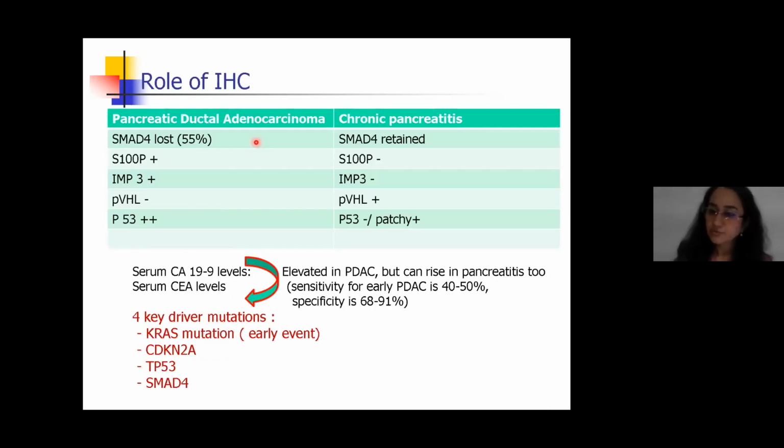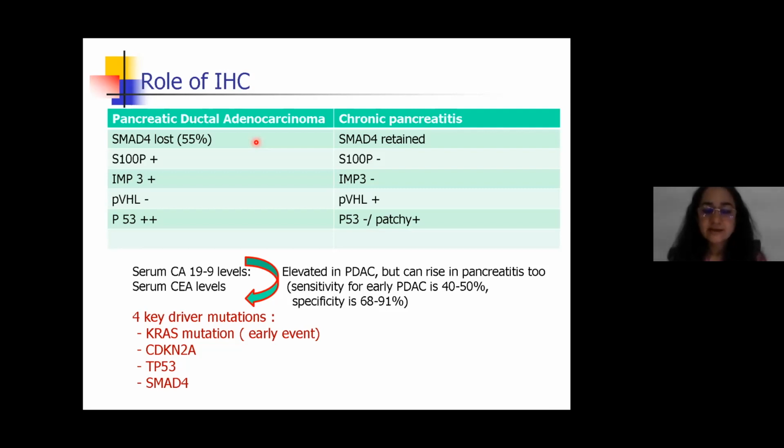Does IHC have a role to play here? Well, you can use it, though it is not always helpful. If SMAD4 is lost on IHC, then it is a good pointer towards pancreatic ductal adenocarcinoma because it is usually retained in chronic pancreatitis. However, it is lost only in about 50% of the pancreatic cancers. The other markers are S100, IMP3, P53, which are positive, whereas VHL is negative.